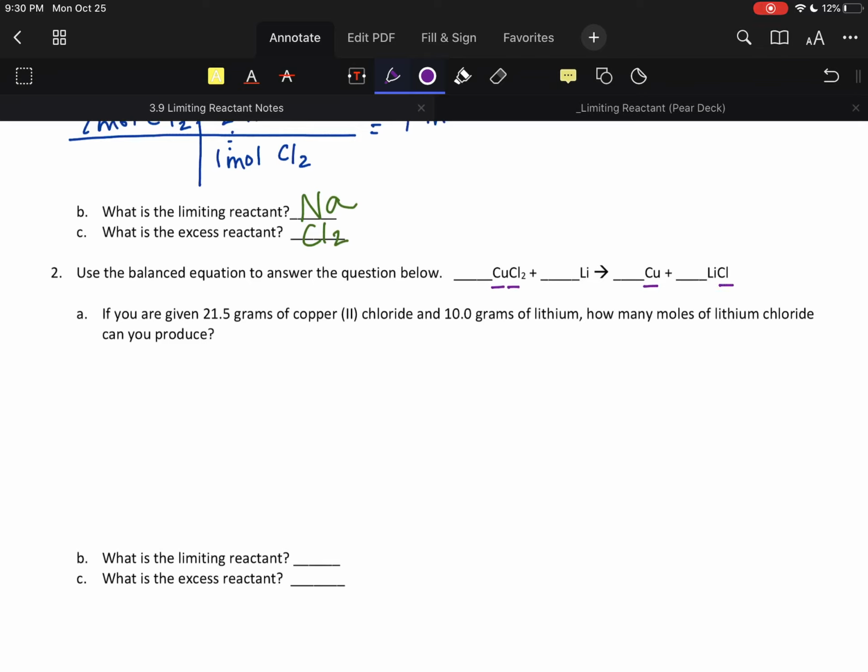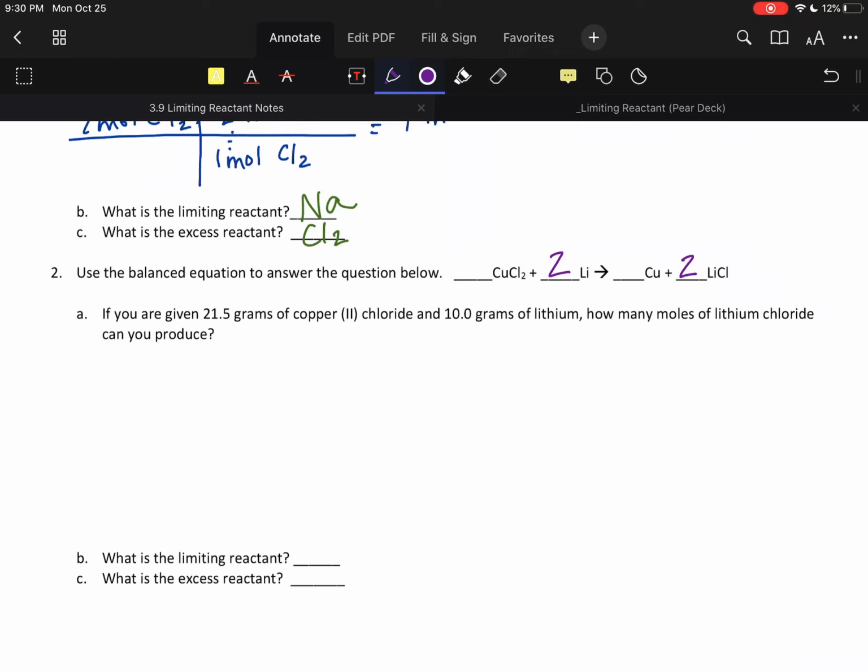Chlorine, I have 2 and 1. So I need to make that a 2. So I'm going to put a 2 right there in front. That means I have 2 lithium. Over here I only have 1 lithium. I need to put a 2 so that they equal out. Okay, so there is my balanced equation.